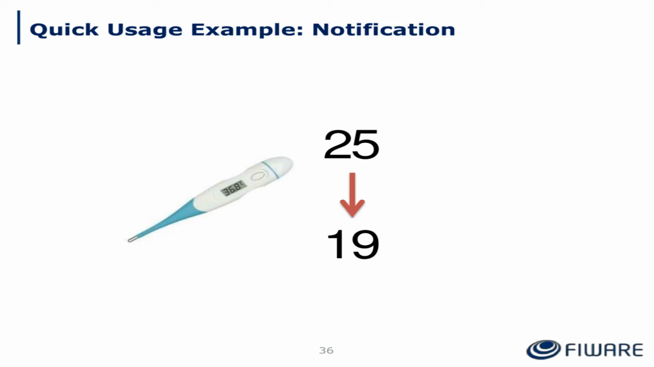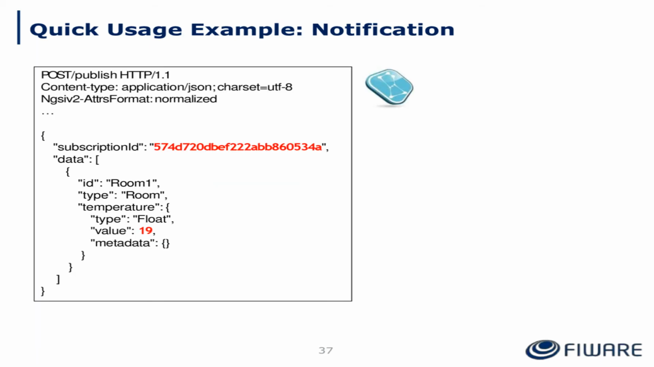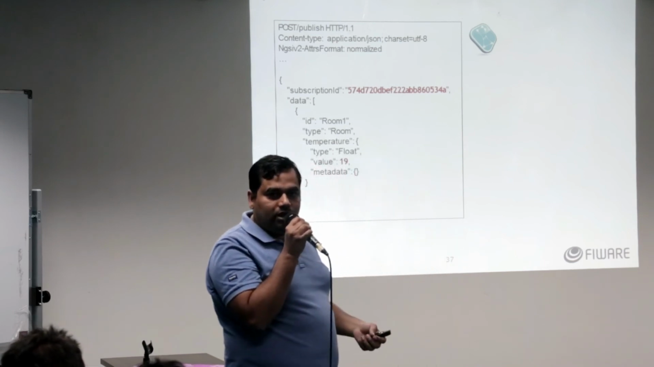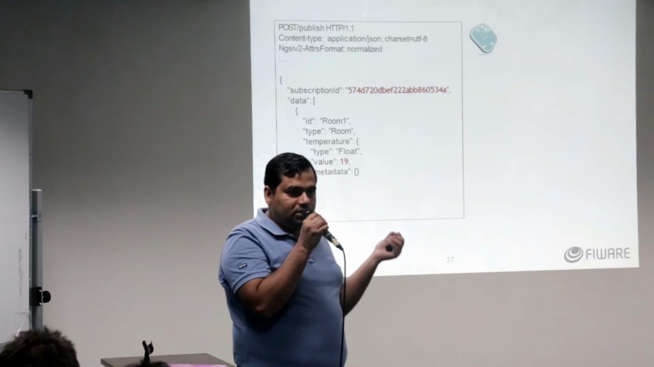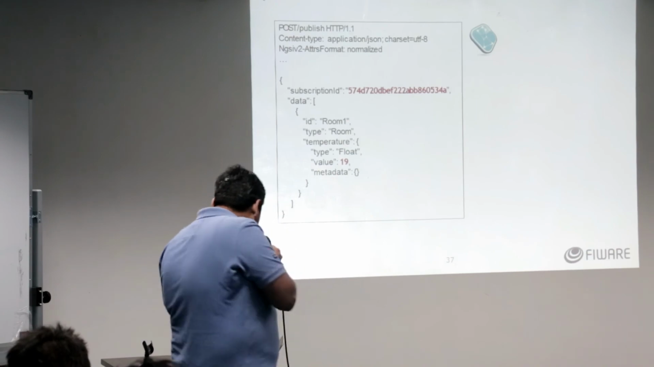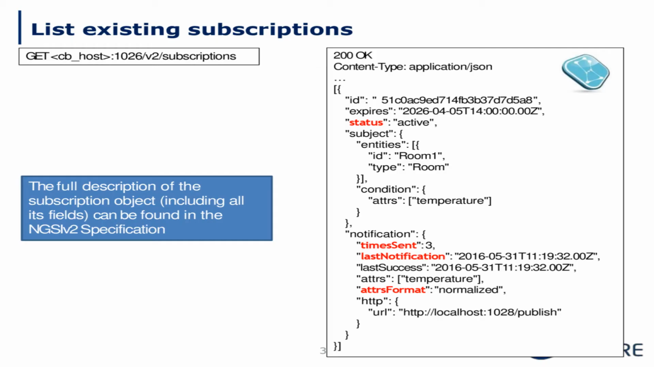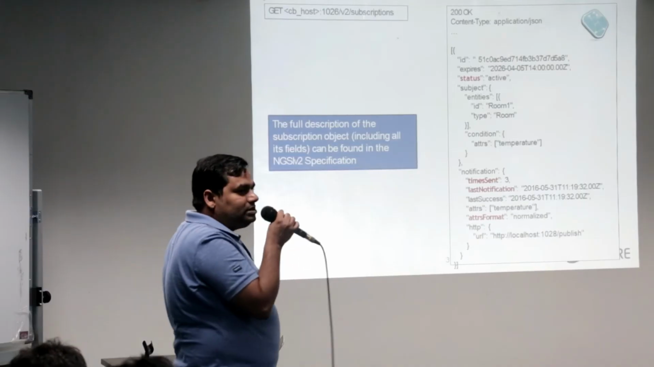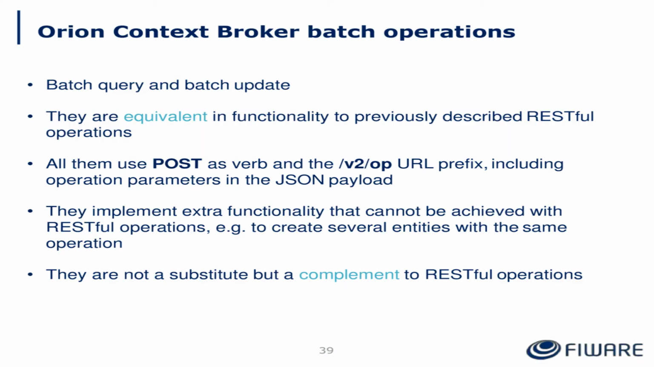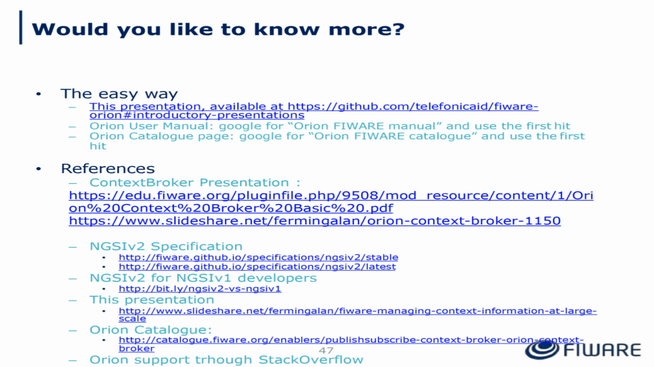So what if there is a temperature drop from 25 to 19? You get this on your server. You get this data: ID, type, and temperature. So you get that the temperature has been reduced. So you get this notification, so you can know that, okay, the temperature has changed. Or in case there is a fire alarm, the state is changed. Okay, so you can always list the subscriptions that you have every time. Okay, before, I think I'll show you the batch while I show you the demonstration.